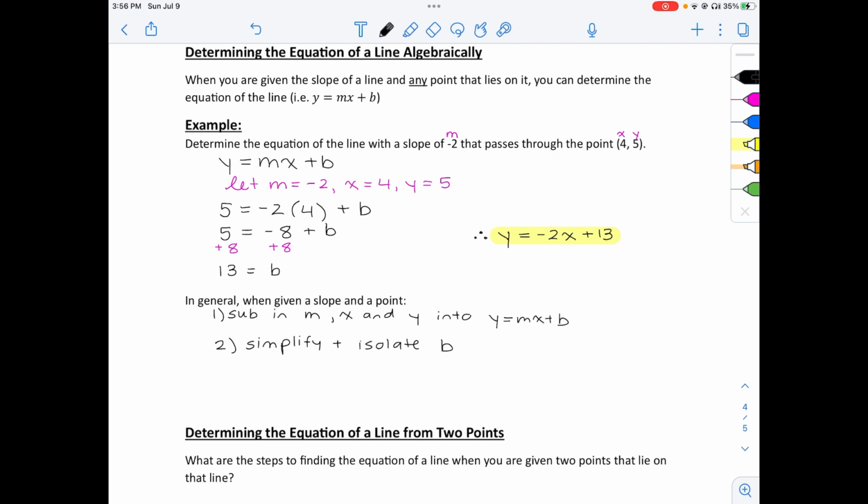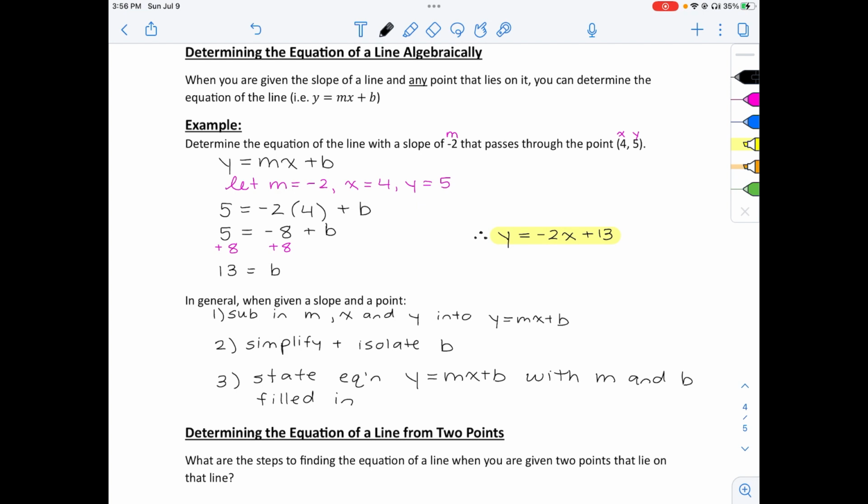And then the important piece to remember is once you have found b, you're not done, you need to state the actual equation. I often see people will solve b, they would say, okay, b is 13, done, but I'm asked to state the equation. So then we are going to just state the equation, y equals mx plus b with m and b filled in.